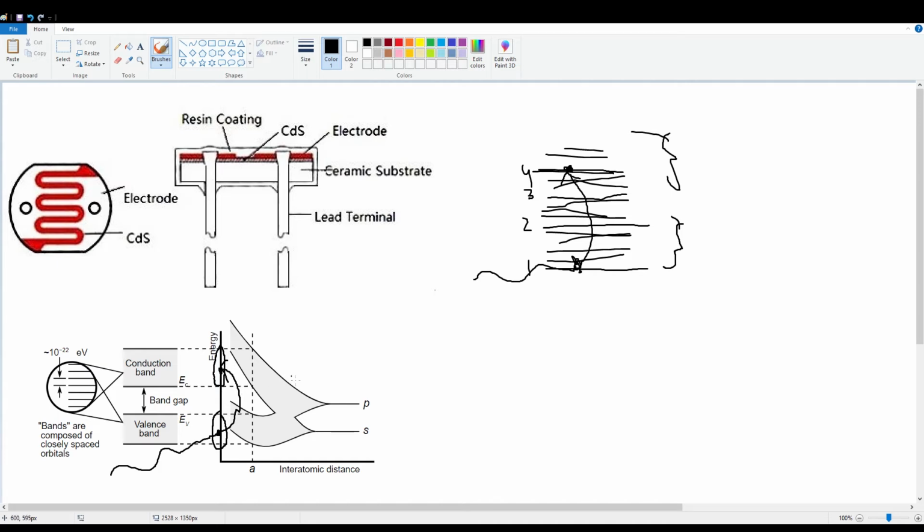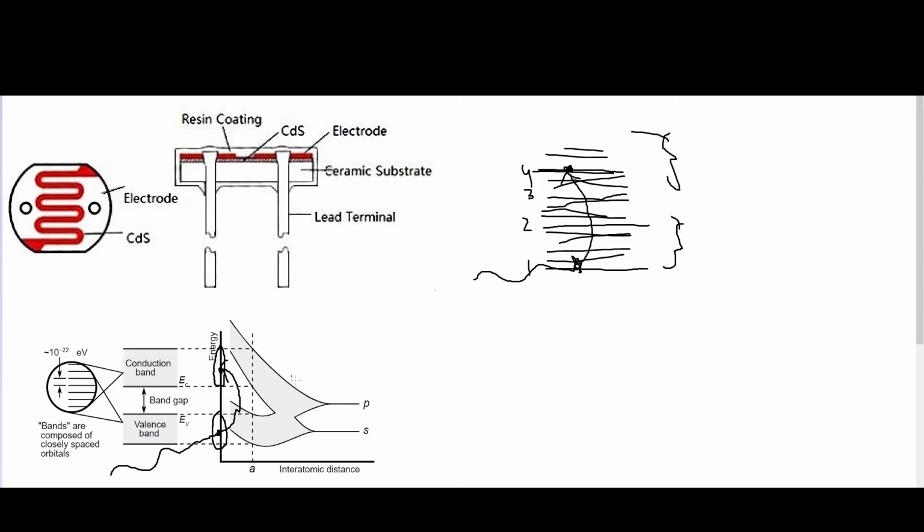That electron will absorb the photon and maybe jump up to the conduction band. When it jumps up to the conduction band, it's much easier for the electron to move around in the material, hence the word conduction. This electron becomes a conducting electron that can carry charge through the material and move wherever it wants.